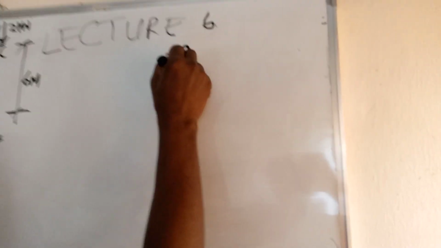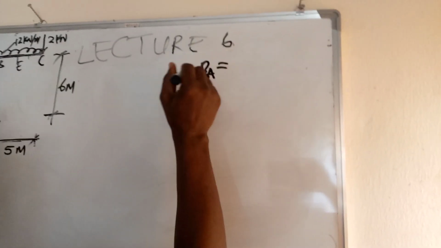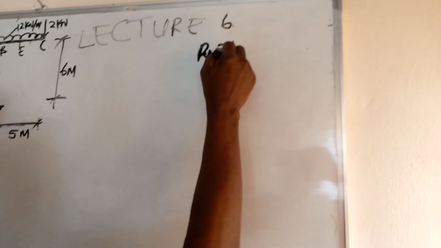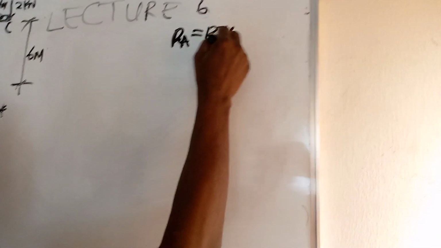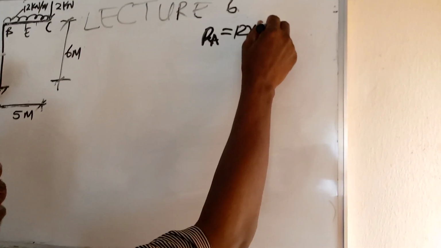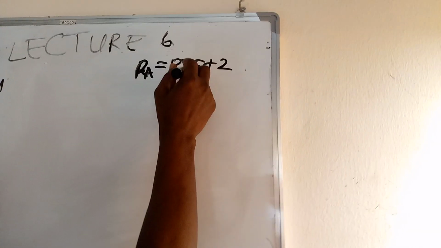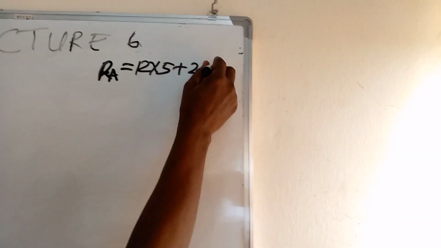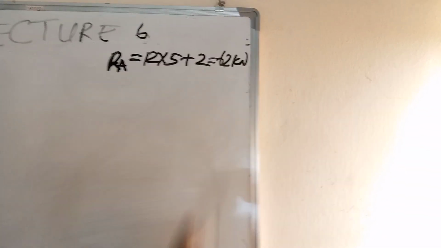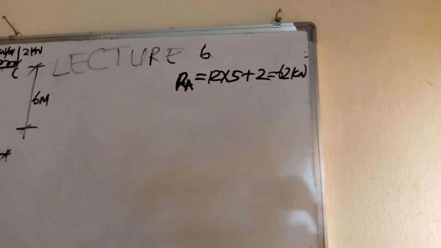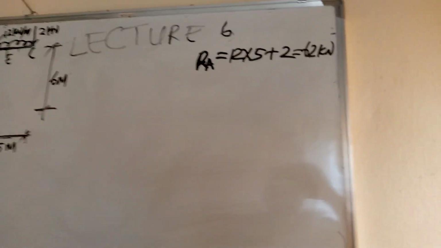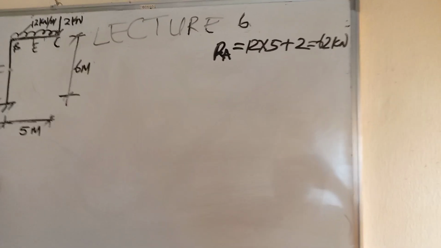Reaction at A is the totality, 12 times 5, then plus 2, which is equal to 62 kilonewtons. That's the reaction. 12 times 5 is 60 plus 2, 62 kilonewtons. That's the reaction at A.